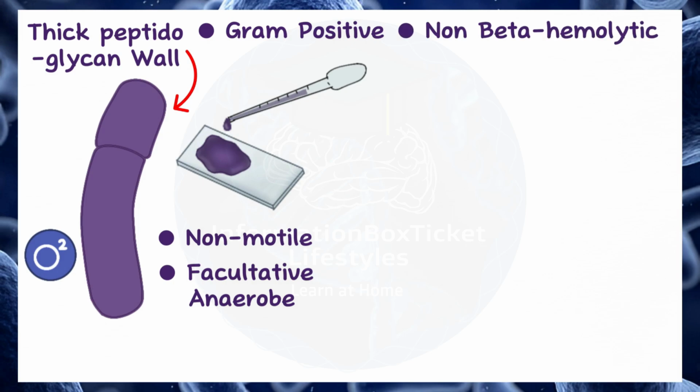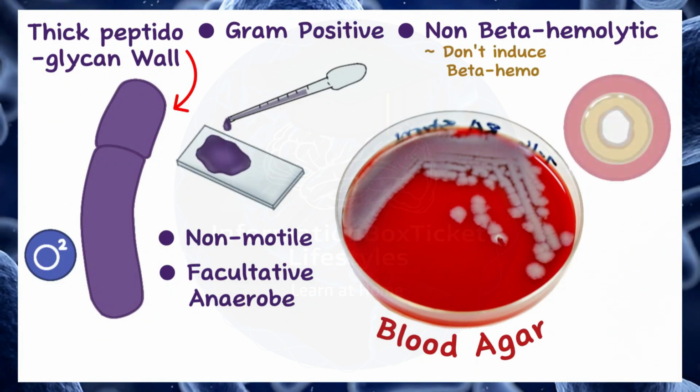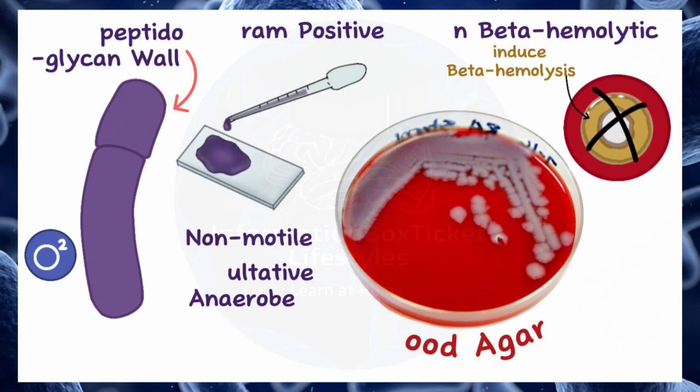When grown on blood agar, its colonies do not induce beta hemolysis, which is the breakdown of red blood cells that would cause the blood agar to change color from red to transparent yellow.